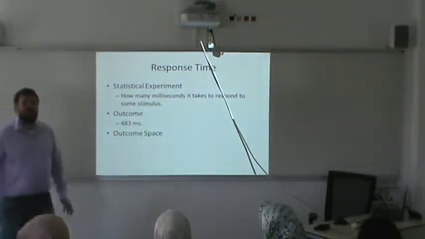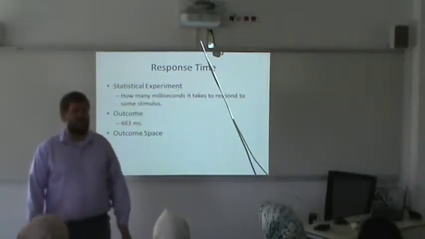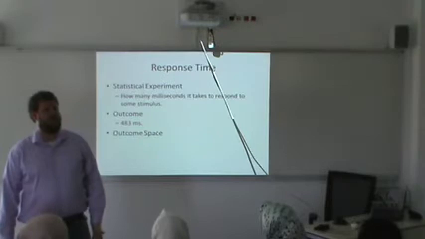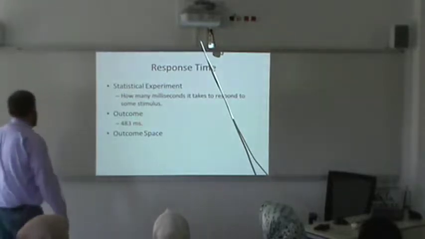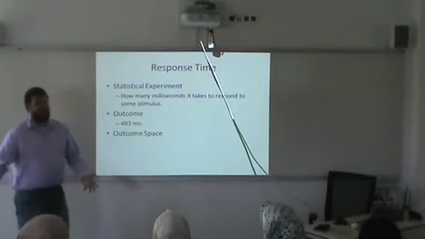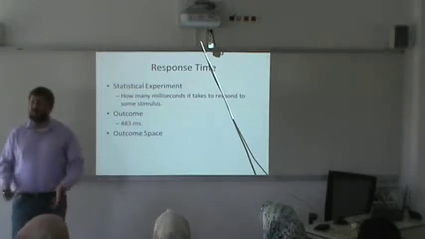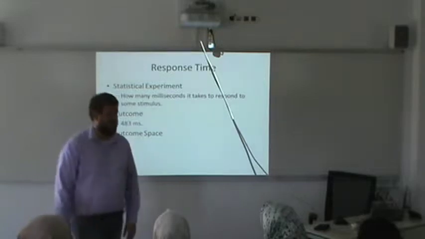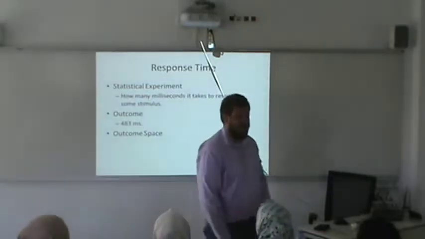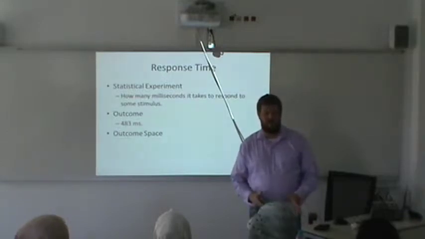Maybe 483 milliseconds. If you're running 100 meters, it might be like 4.83 seconds. That's pretty fast, I think. I'm not very good with the metric system. I'm American educated, pardon. Okay, so we have one particular outcome. What is the outcome space? What potential outcomes could we observe? Infinite. What do you mean infinite? I'm not sure.